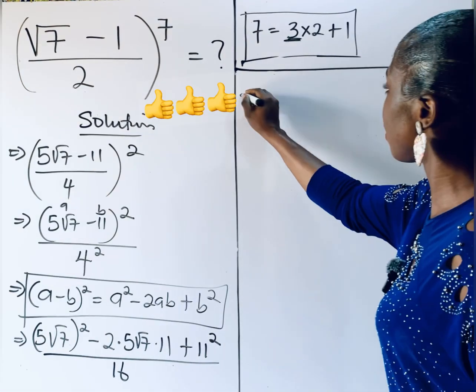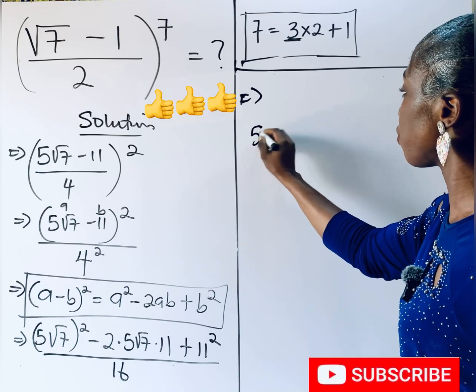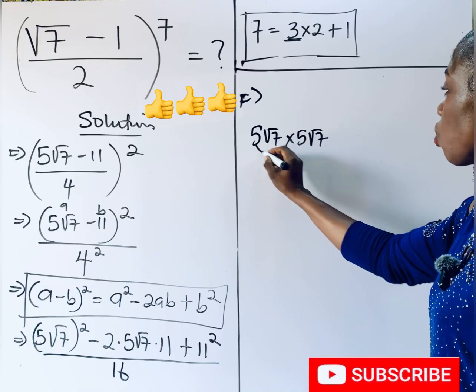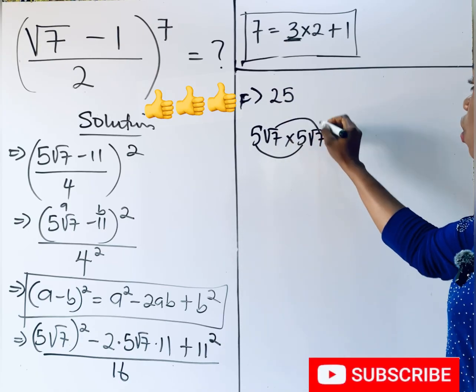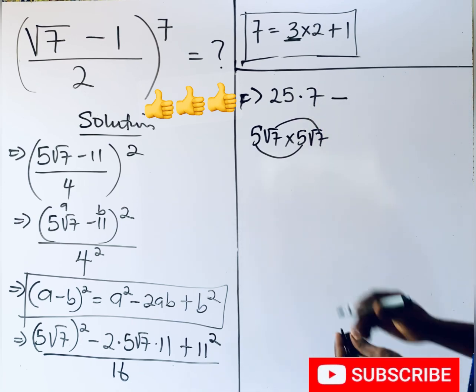We have this raised to power 2, which is 5 root 7 multiplied by 5 root 7. This will multiply as coefficient to give us 25. When root 7 multiplies root 7, it gives you 7. Did you see that? Now, minus.